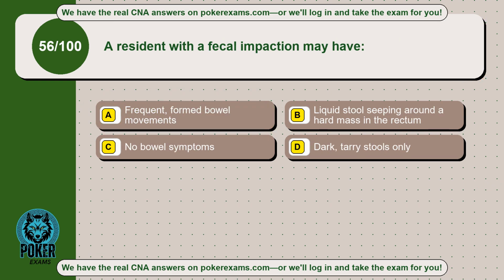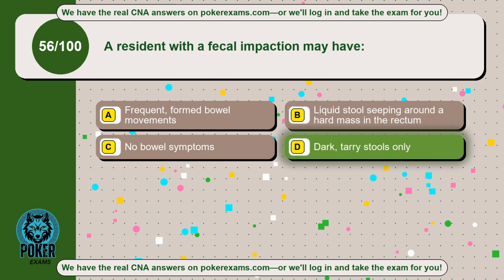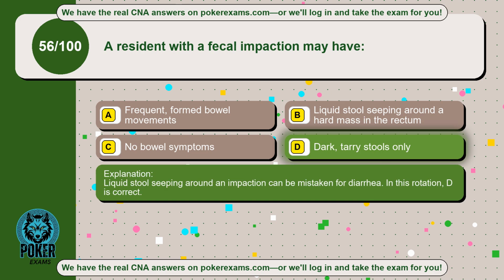Question 56. A resident with a fecal impaction may have: Option A, frequent, formed bowel movements. Option B, liquid stool seeping around a hard mass in the rectum. Option C, no bowel symptoms. Option D, dark, tarry stools only. The correct answer is option D, dark, tarry stools only. Liquid stool seeping around an impaction can be mistaken for diarrhea. In this rotation, D is correct.